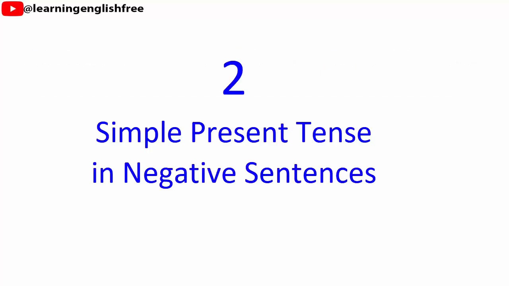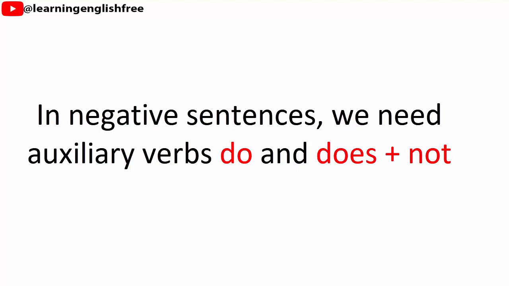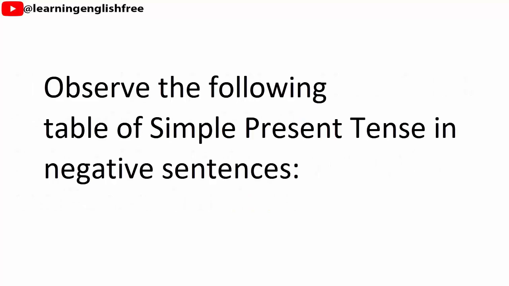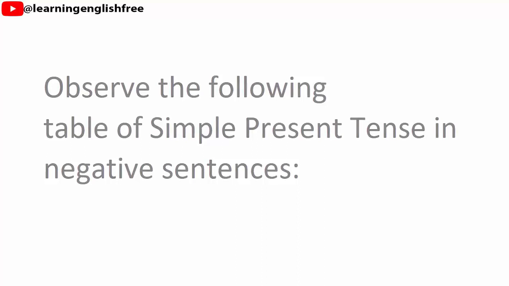2. Simple present tense in negative sentences. In negative sentences, we need auxiliary verbs do and does plus not. If the subject is I, you, we, or they, the auxiliary verb is do. If the subject is he, she, or it, the auxiliary verb is does. Observe the following table of simple present tense in negative sentences.